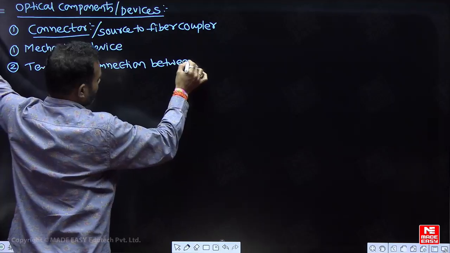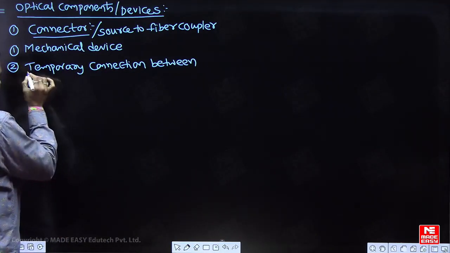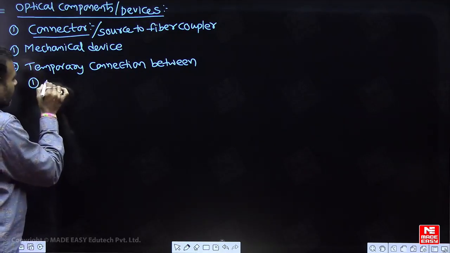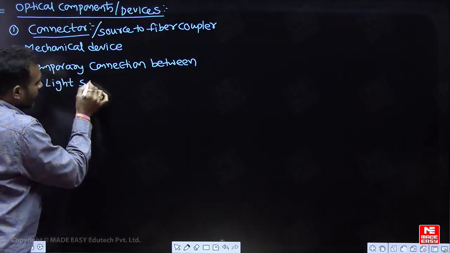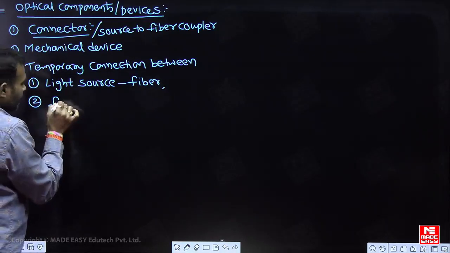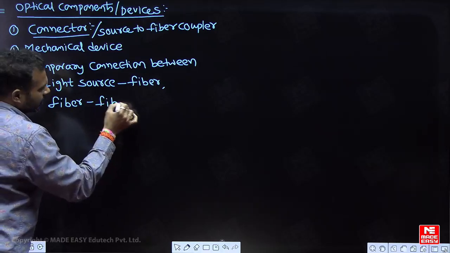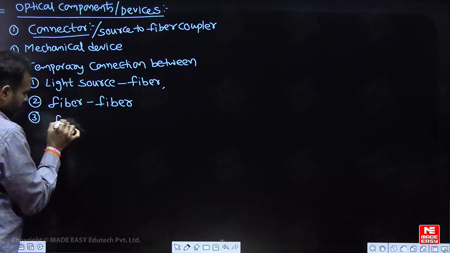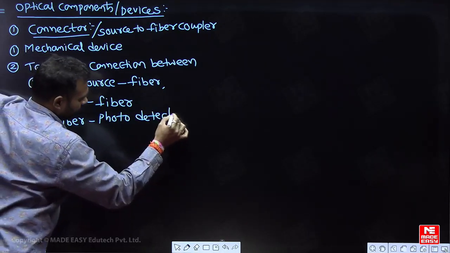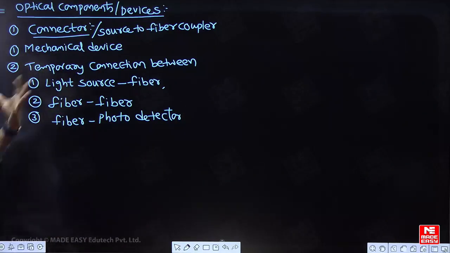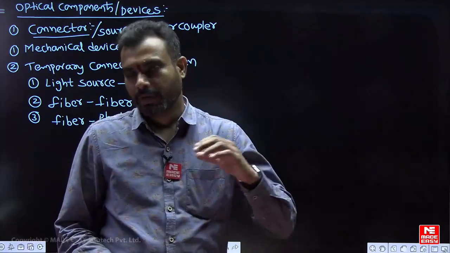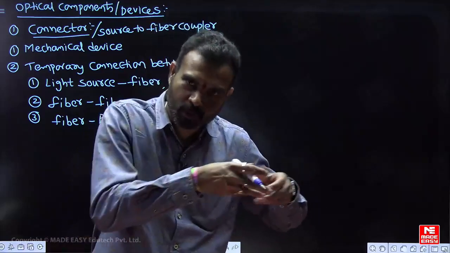A temporary connection between light source to fiber, fiber to fiber, and fiber to photodetector. So this is what is called the connector. Such a connector makes a temporary connection between your light source and fiber, fiber to fiber, or from fiber to photodetector also.